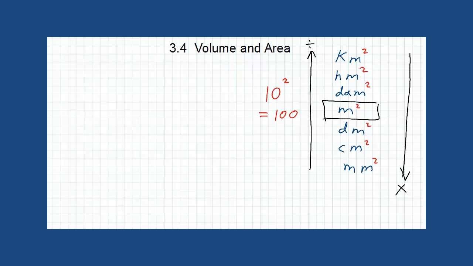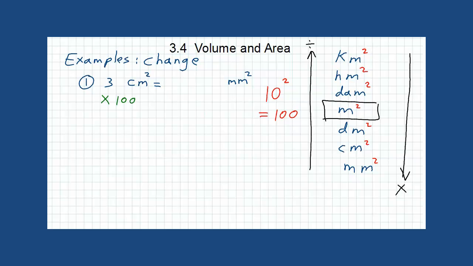So let us do it with these examples. Change, first, 3 square centimeters to square millimeters. To change from centimeters to millimeters, so we are going down. It is only one step, so we should multiply by 100 for every one step. So the answer is going to be 300 square millimeters.